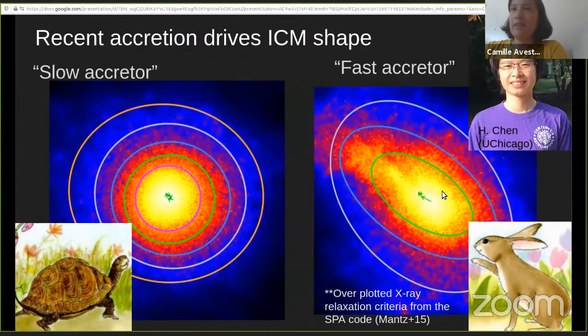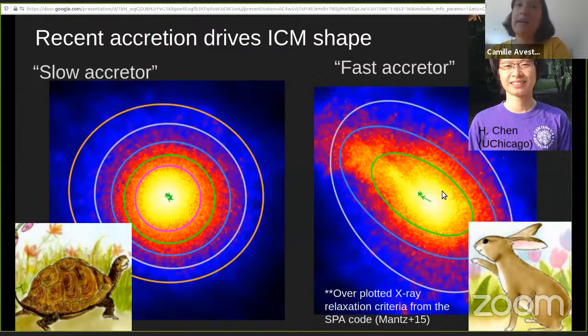To then arrive at the ability to do some kind of analysis, such as looking at how recent accretion drives the ICM shape. So those two images from the very beginning are two highlighted plots from a paper by a graduate student I mentored at UChicago, Huanqing Chen, where she essentially looked at ways to classify slow and fast accretors and took a look at how that impacted the ICM shape.